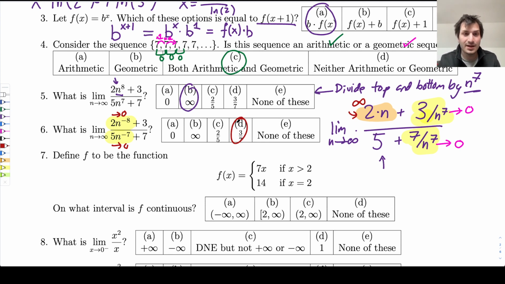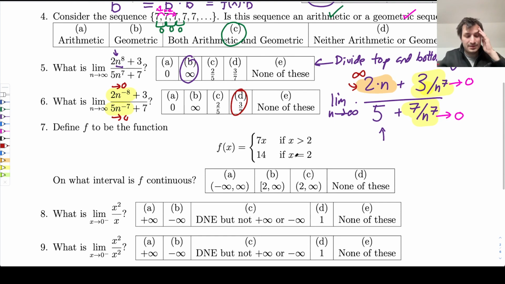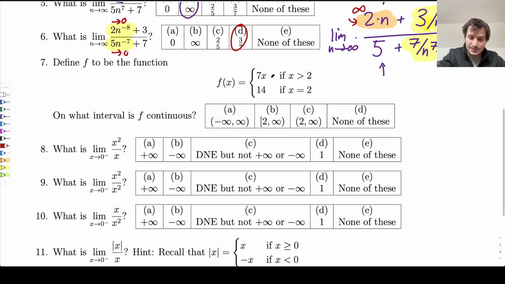Okay. All right, question 7. Let f be this function, which is piecewise, 7x if x is bigger than 2, and 14 if x equals 2. And on where is it continuous?